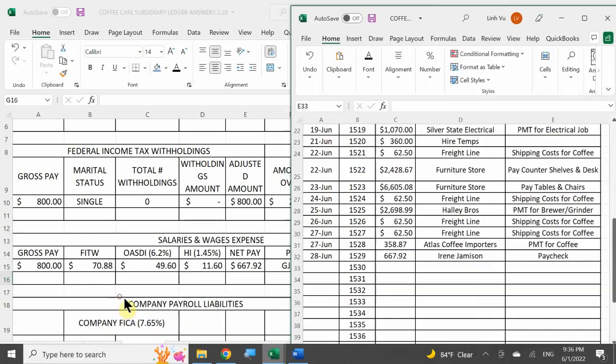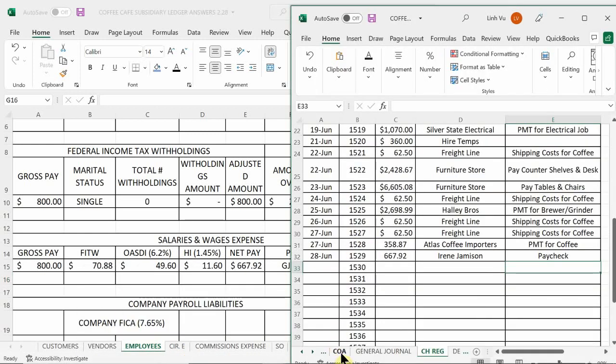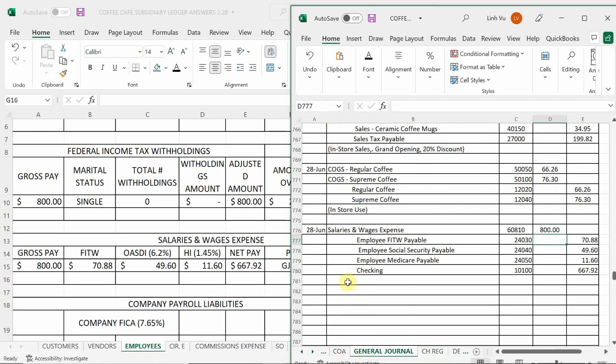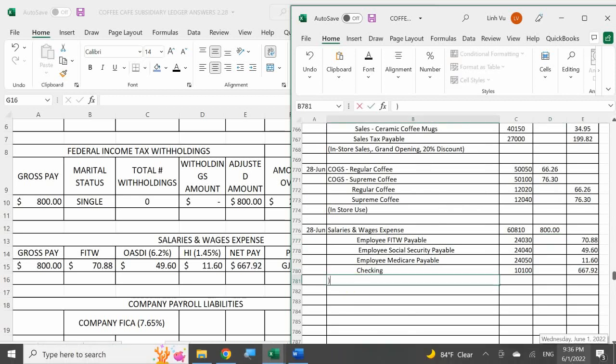So now we can go back to our journal and complete our transaction and say, well, we paid Irene Jameson, paycheck number 1529, for her hard work.